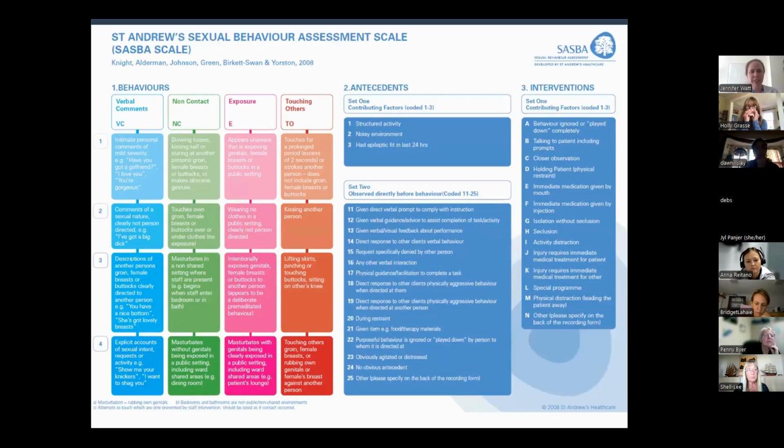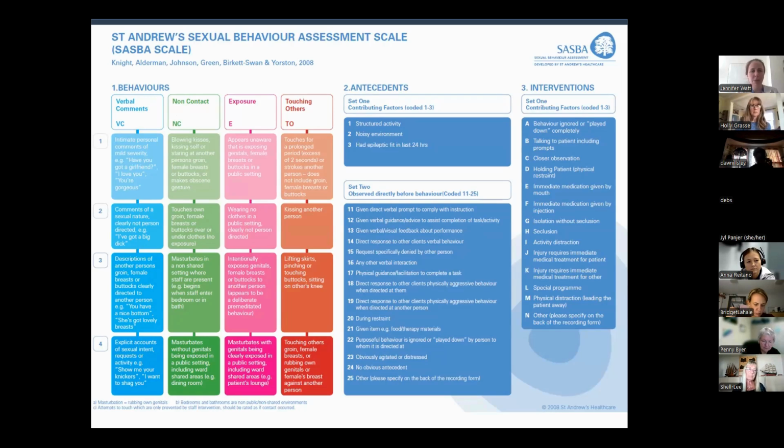So I know that this is a very busy slide, but this is the approach that we recommend in the guideline for recognizing, assessing and describing sexual behaviors of potential risk in people with dementia. And so this is called the St. Andrews Sexual Behavior Assessment Scale, or the SASBA scale.